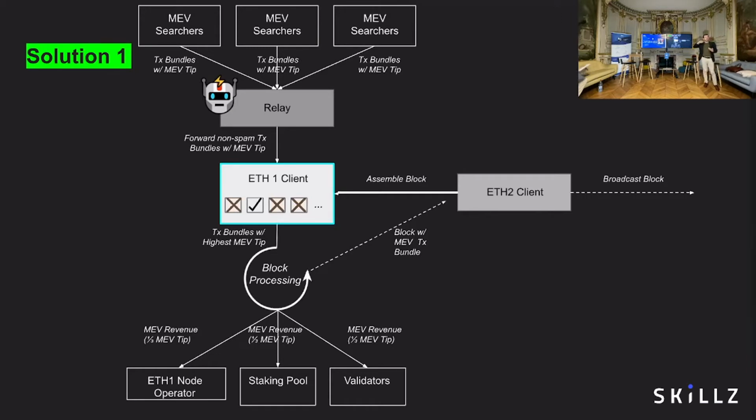The Relay collects the bundles, those MEV suggestions from searchers, and sends them to the execution layer client, the Ethereum 1 client, that simulates all the bundles and verifies how much revenue they bring to the validator. Then as part of this block processing, we launch something that is called a Prism contract that splits the payment into multiple participants. And it allows the MEV value to be paid between the Ethereum 1 node operator, the staking pool, and validators. So stakers, validators, and the Ethereum 1 execution layer, depending on the dynamics of how powerful they are in this cooperation.